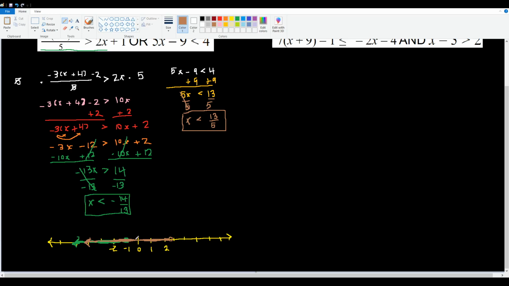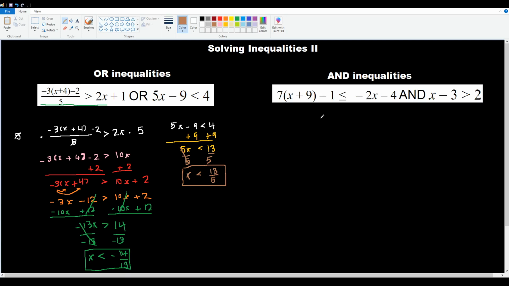So really, this range of values is also satisfactory for this OR inequality. All right, now I hope you understood that. Let's move on to the AND inequalities.